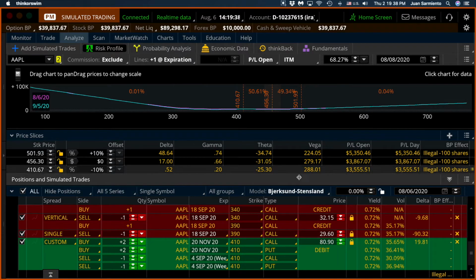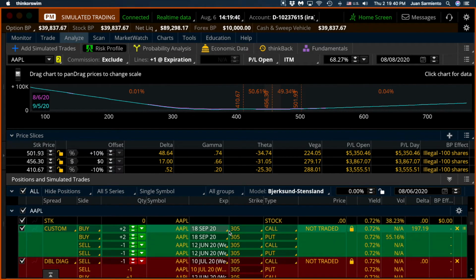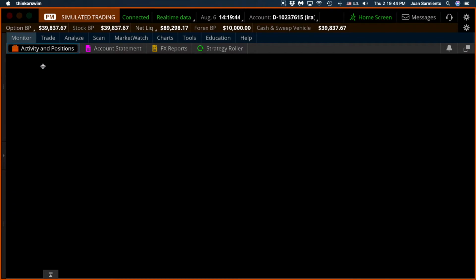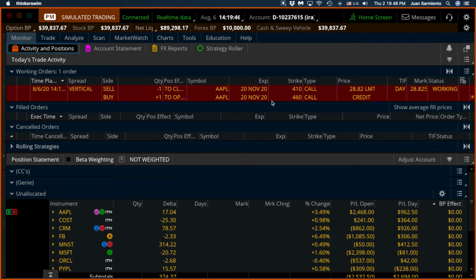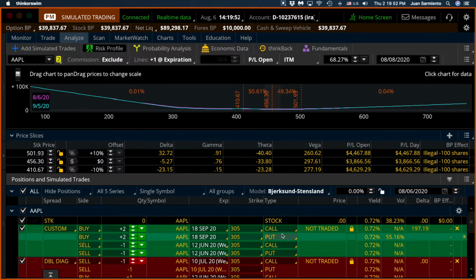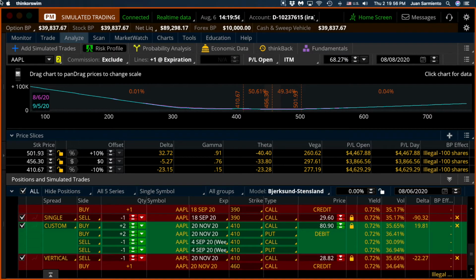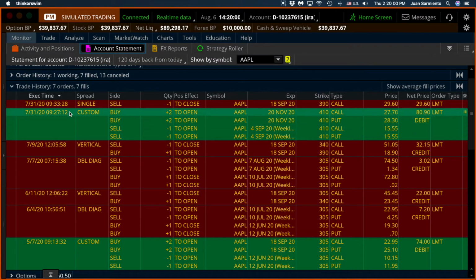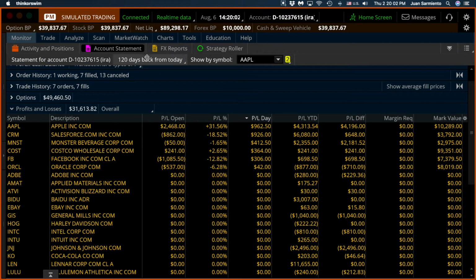So I'm rolling up my Apple options. And you see it here on the activity and positions. Right here is entered, and tomorrow, hopefully, it will get filled. Let's analyze that to add it. And so this is what we have so far. Let's go to the Monitor tab and go to Account and Statement here. Let's reset here.